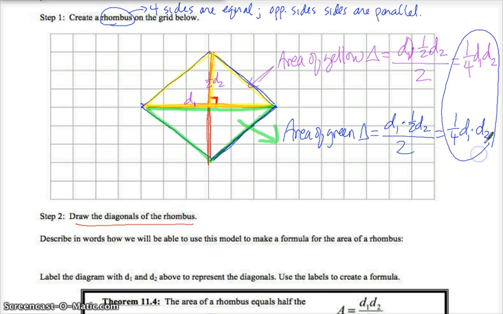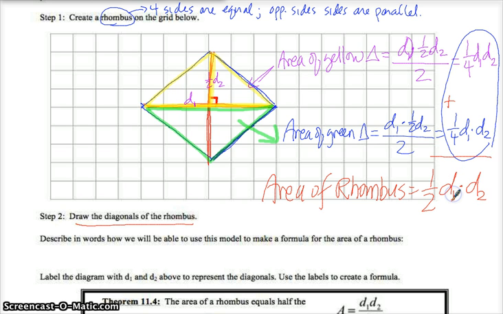Well, we have to do what with those 2 triangles to get the area of the rhombus? We have to add them up. So 1/4 diagonal 1 times diagonal 2 plus 1/4 diagonal 1 times diagonal 2 equals the area of the rhombus, which is 1/2 the diagonals multiplied together.